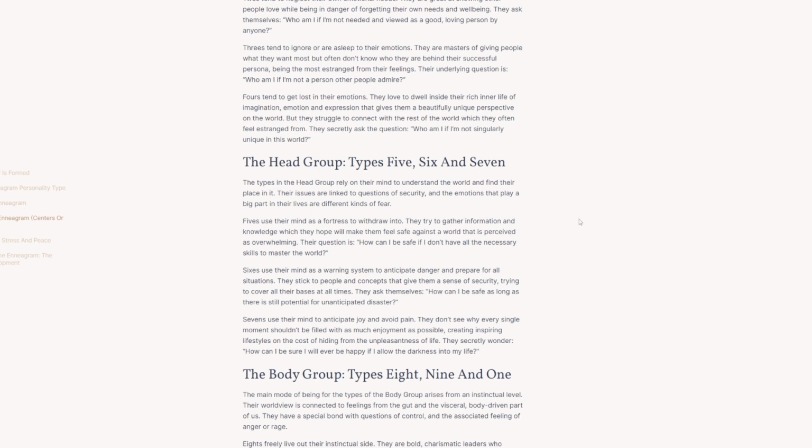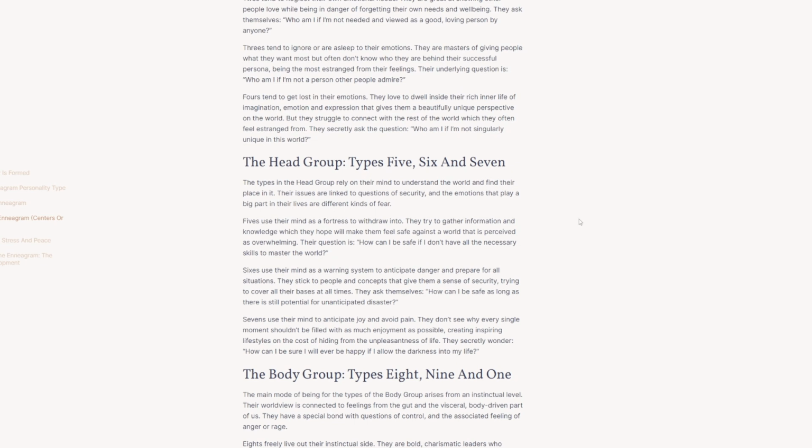All right, 5s use their mind as a fortress to withdraw into. They try to gather information and knowledge, which they hope will make them feel safe against the world that is perceived as overwhelming. Their question is, how can I be safe if I don't have all the necessary skills to master the world? I kind of can relate to that.